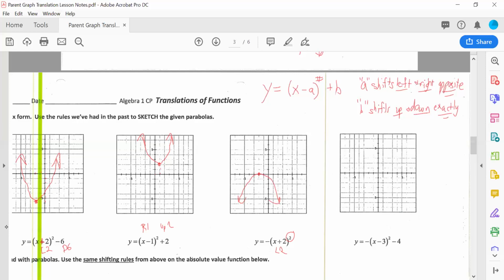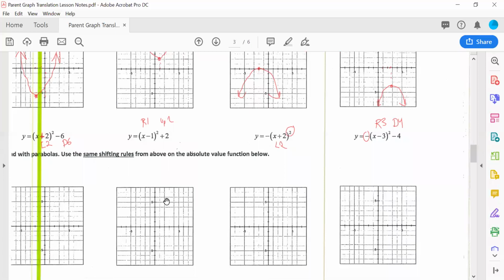This one is frowning. It's going to the right 3. And it's going down 4, opposite the way you think and exactly the way you think. So 1, 2, 3, and then 1, 2, 3, 4, and then frowning. This could be quick homework if you just think of your shifts.